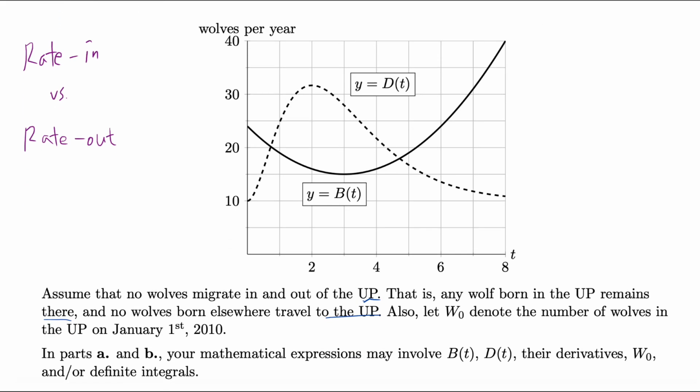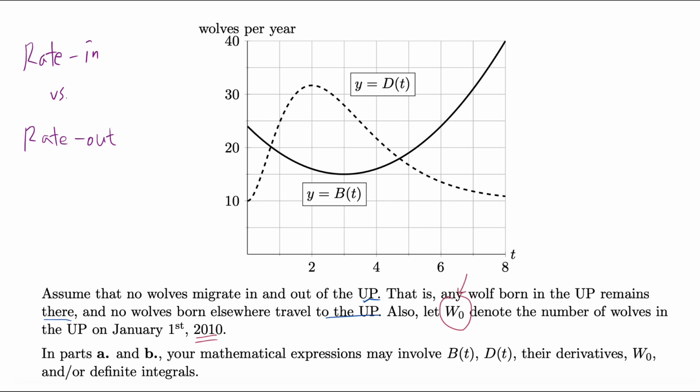And they tell us one more key piece of information. W0 denotes the number of wolves in the UP on January 1st of 2010. This is quite important information, because you cannot figure out how many wolves there are at time zero by just looking at this graph. This graph gives you how quickly wolves are being born at time zero and how quickly they're dying out at time zero, but that doesn't give you the exact number of wolves at the very start. This is exactly the ambiguity with the constant of integration when you try anti-differentiating things. You need some initial condition, and that's exactly what W0 is giving us here.